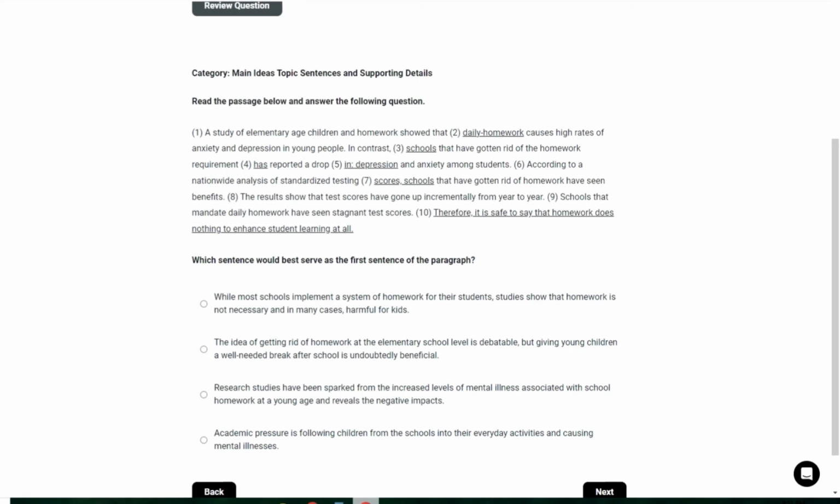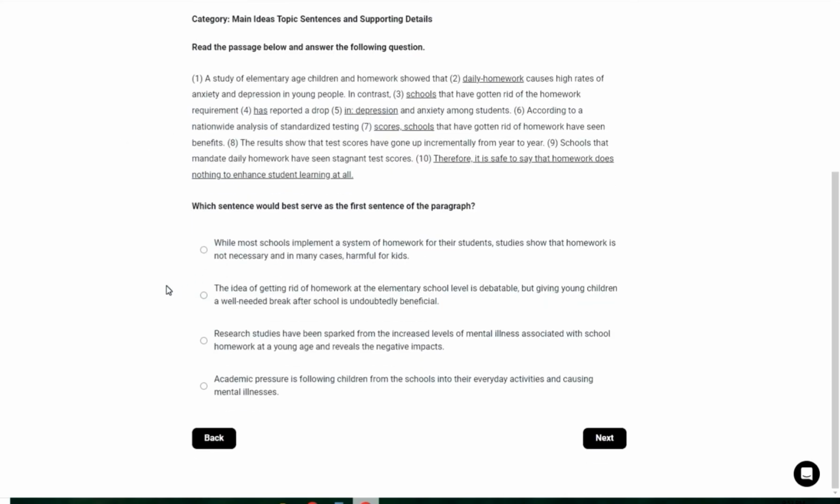Alright, now, whatever your thoughts are on this passage and the main idea, hopefully we're able to see that it's talking about using homework or not using homework and if that helps or hurts schools. That's how you should think about your main idea right away. And so the first question would be, what sentence would best serve as the first sentence of this paragraph? So how can we introduce this better? I'll go ahead and give you guys some time, and then we'll talk right through it.